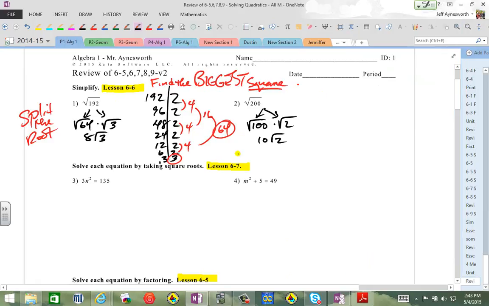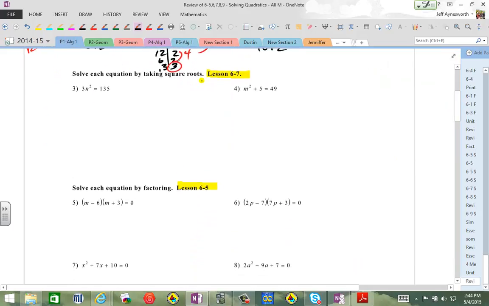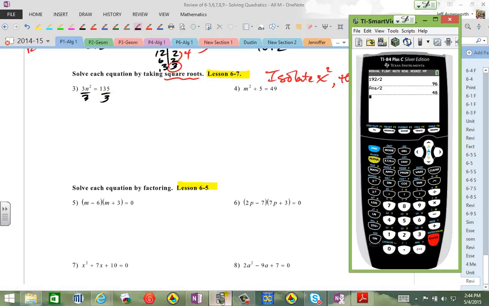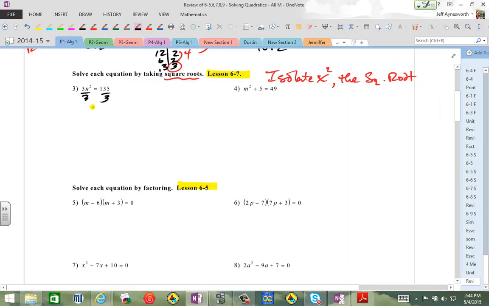All right, next one here, we want to solve by taking square roots. You want to isolate your x squared, all right, then square root both sides. When you see a single variable like I see n squared here, there are no other variables involved, then you want to isolate it. Okay, so let's isolate. Let's divide both sides by 3. If you don't know what that is, once again, use your calculator. So 135 divided by 3, all right, it's 45. So you get n squared equals 45.